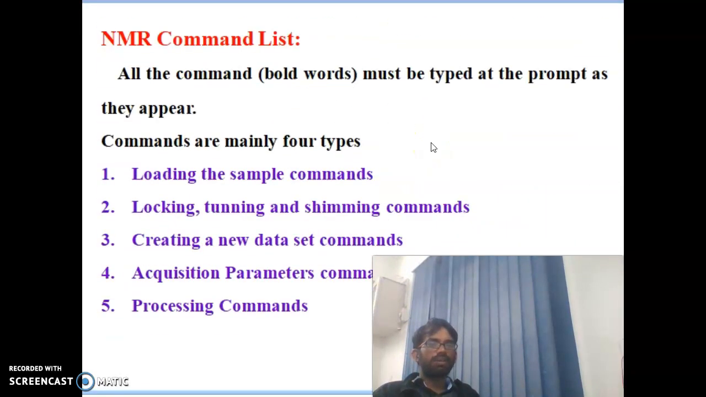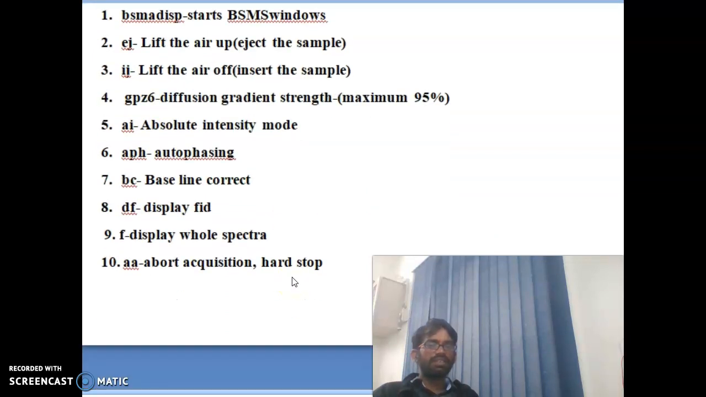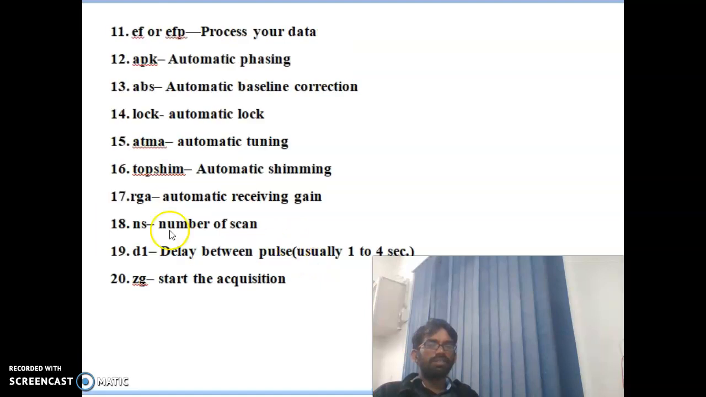Next we can see some of the NMR command list. You have to write them in bold. The commands are mainly of five types: loading sample commands, locking, tuning and shimming commands, creating new data commands, acquisition parameter commands, and processing commands. You can see some general NMR commands that people use here: EJ, IJ, ZCP, AI, DF and AA, and also EF, EDPAR, ABS, locking, ATMA, TopSpin, and RGA, NS, D1, ZG.